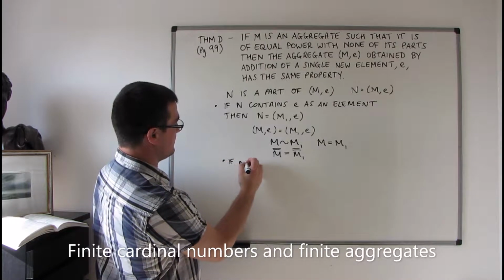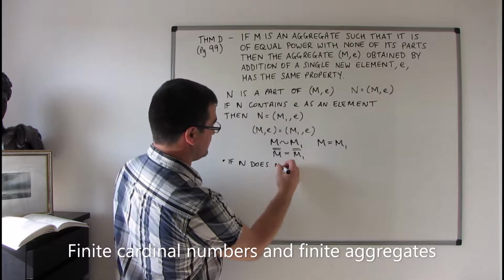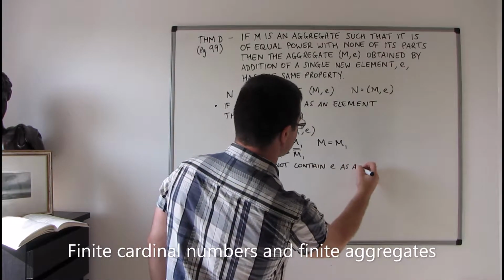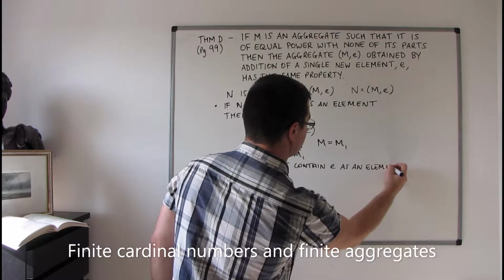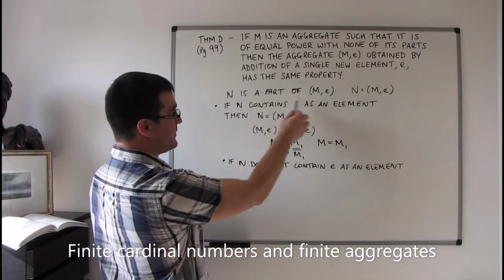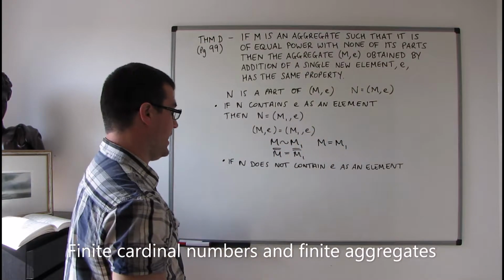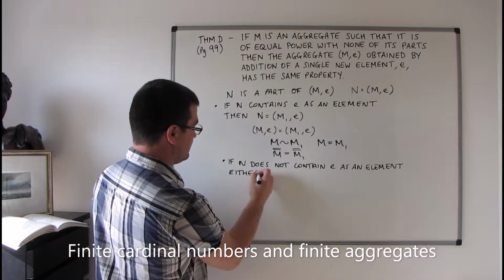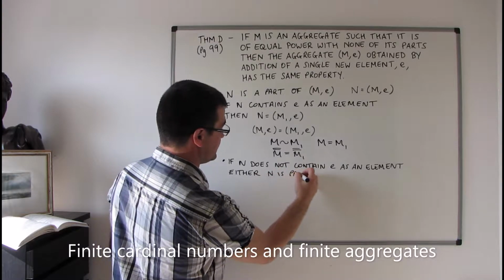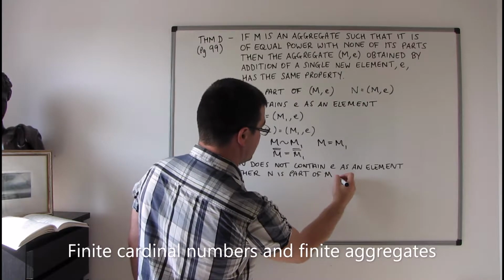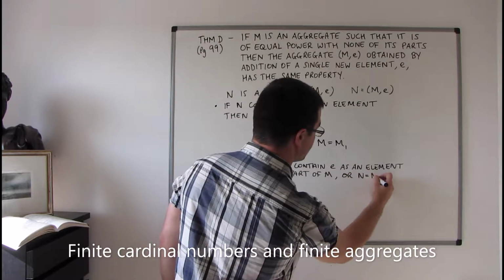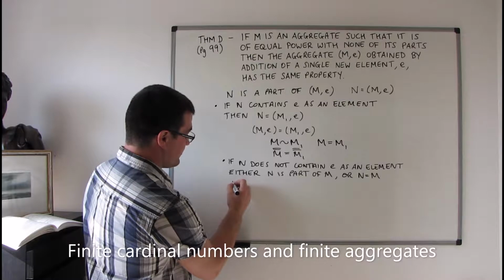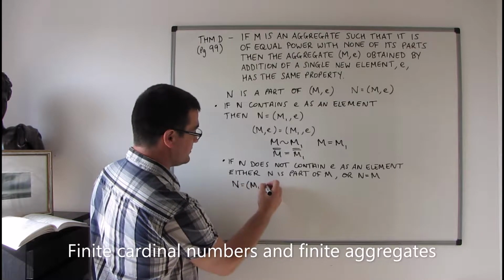So now if N does not contain E as an element, still under the assumption that N is a part of ME and N is equal to ME, then either N is a part of M, or N is equal to M. But either way, we can write N equals M1 F.